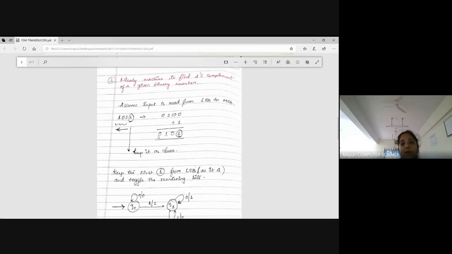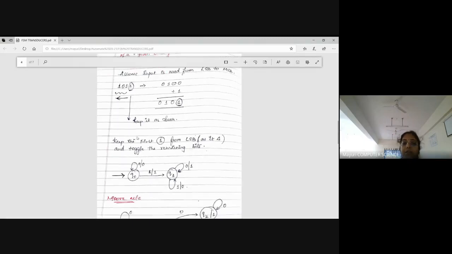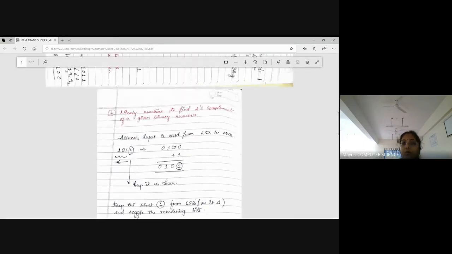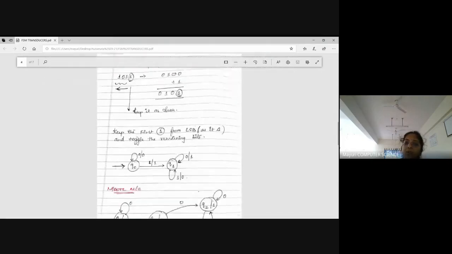1 means 0 I got, 0 means 1 I got, 1 means 0 I got, but the LSB never changes. Whether the LSB is 1 or 0, it remains the same. So keep it as it is, and change the remaining bits. In this case, I am constructing two machines, the Mealy machine as well as the Moore machine.